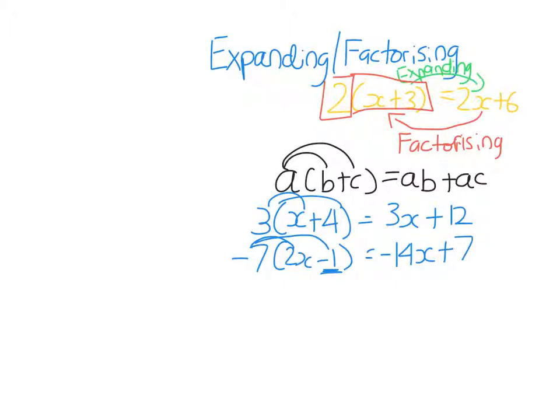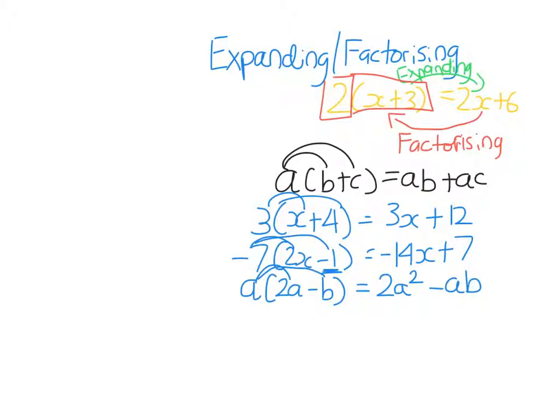Sometimes you might have an a out the front, a pronumeral. If it was a outside of 2a minus b, you go a times 2a, which is 2a squared, and then a times negative b is just negative ab.